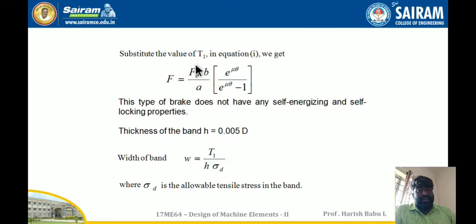Substituting that value, I get F is equal to F theta B by A multiplied by e to the power of mu theta divided by (e to the power of mu theta minus 1). The thickness of the band h will be equal to 0.005 into D, and the width of the band will be W is equal to T1 by h into sigma D, where sigma D is the allowable tensile strength in the band. This kind of brake doesn't have any self-energizing or self-locking properties.